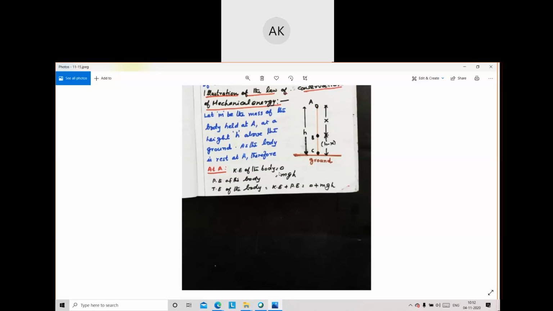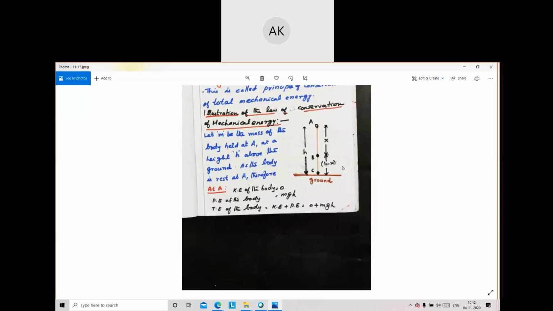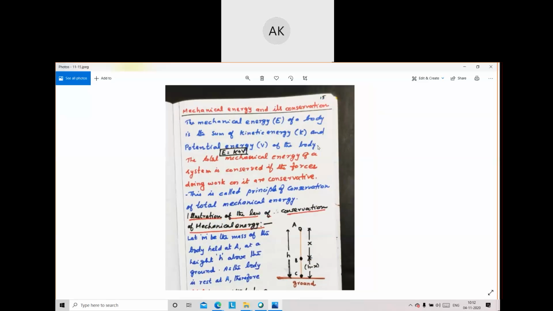Then we add both the energies to get the total energy, which is also known as mechanical energy. So mechanical energy is equal to kinetic energy plus potential energy, equal to 0 plus mgh. What is 0 plus mgh? mgh itself. So at A, we got the total energy as mgh. Only potential energy is there at the highest point.